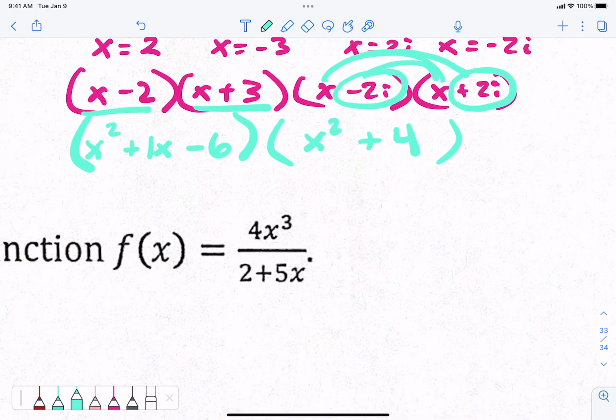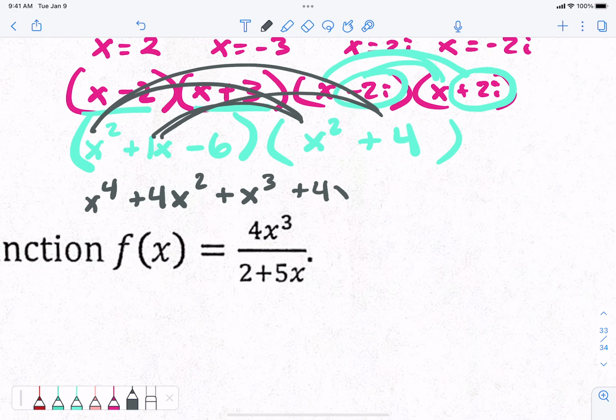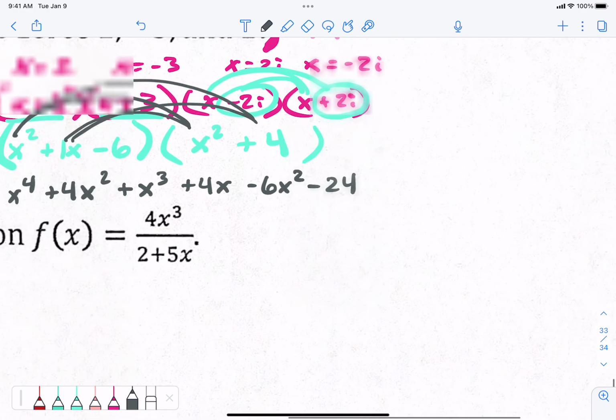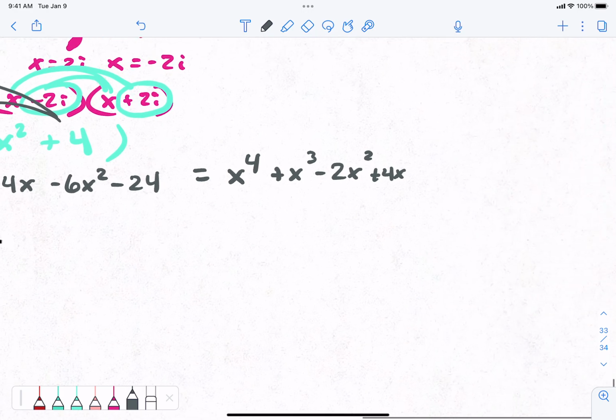Okay, last thing. This isn't too bad. x squared times x squared is x to the fourth, plus x to the third, plus 4x squared, plus x to the third, plus 4x, minus 6x squared, minus 24. Equals x to the fourth, plus 2x to the third, minus 2x squared, plus 4x, minus 24.